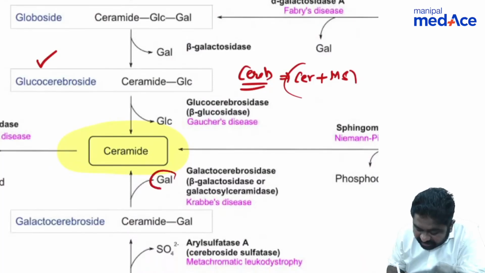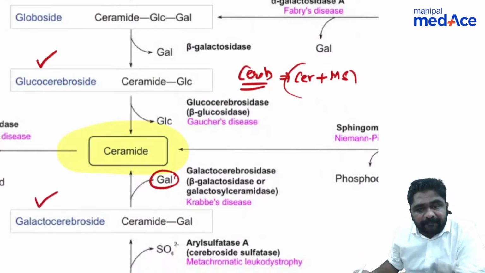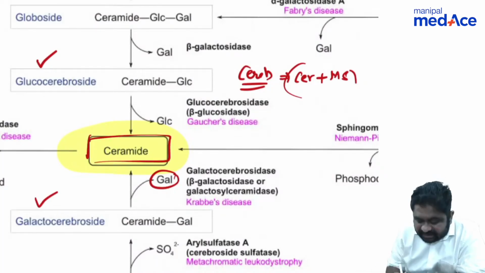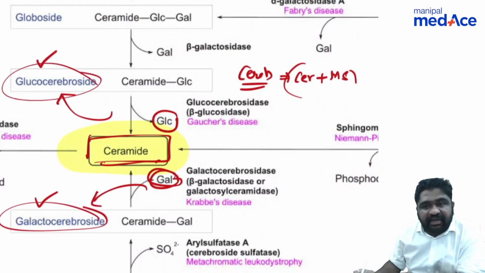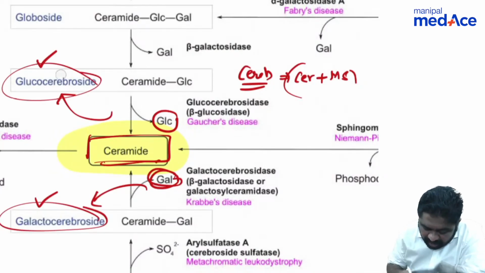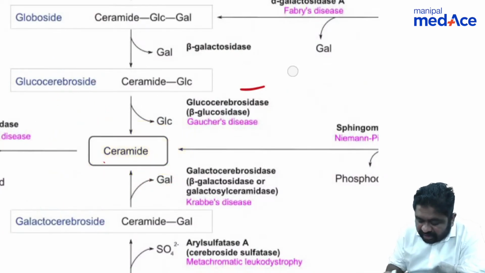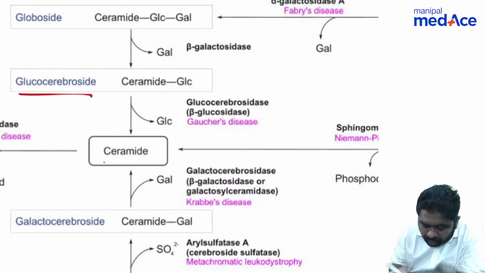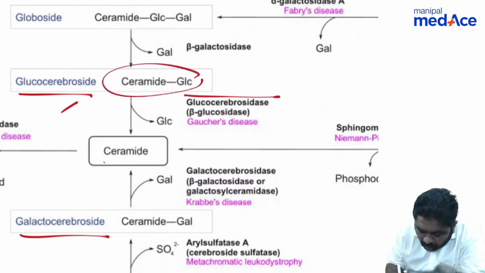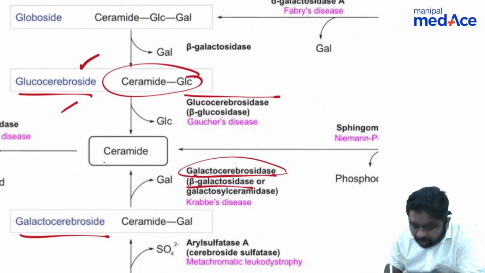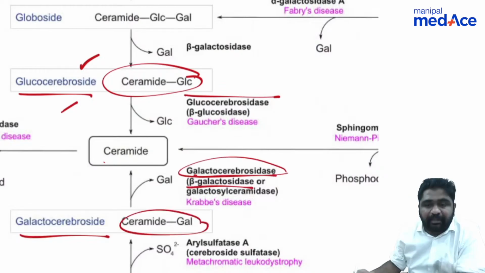If that monosaccharide is galactose, it is galactocerebroside. We have ceramide here. Ceramide plus glucose is glucocerebroside. Ceramide plus galactose is galactocerebroside. Now both of them are present here. At this point, you can come back to the disorders that can be present here. Be it a glucocerebroside or a galactocerebroside, if you don't have the glucocerebrosidase enzyme, then glucocerebroside accumulates. If I don't have the beta-galactocerebrosidase enzyme, then galactoceramide will accumulate.